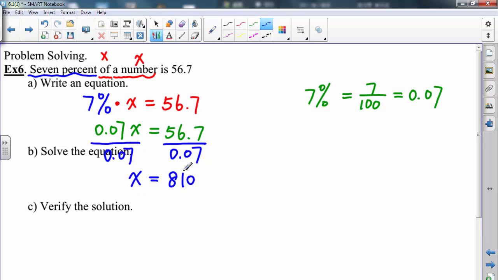Let's verify the solution. If we want to verify the solution, that means I plug this 810 back into the equation for x. This is the x value. So 0.07 times 810 equals what? So let's use the calculator to look at if this answer is the same as the right side, which is 56.7. If this one can make the right side true, we say this one, 810, is the solution of the equation.